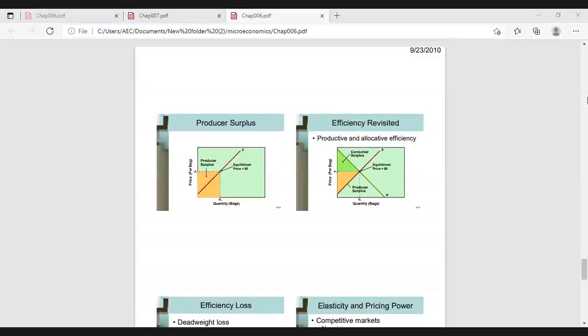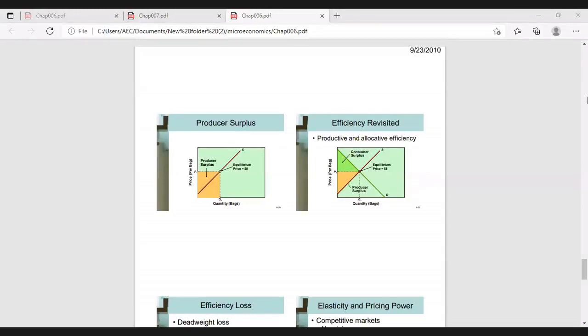To produce this desired quantity, we allocated inputs effectively and efficiently. We don't produce more than the society wants, and we don't produce less than the society wants. We produce at the equilibrium quantity, exactly what the society wants. That means we effectively and efficiently allocate our resources and inputs. So allocative efficiency is achieved.